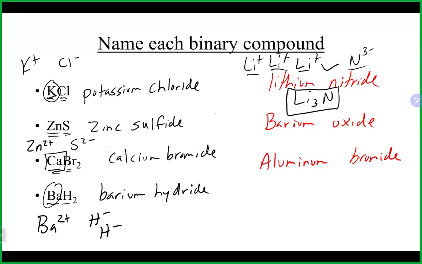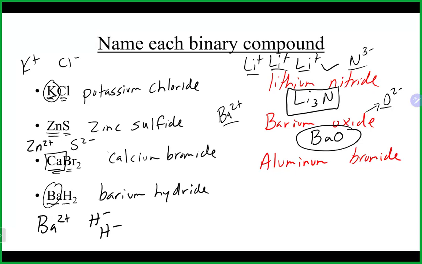Barium is a metal, which is +2. Oxide is oxygen, which is -2. In this case, when we put these together, +2, -2, we just need one of each to get to 0. And that would be BaO in this case.